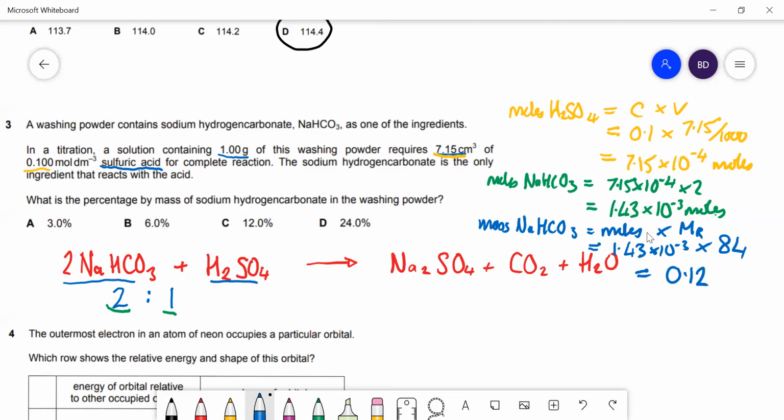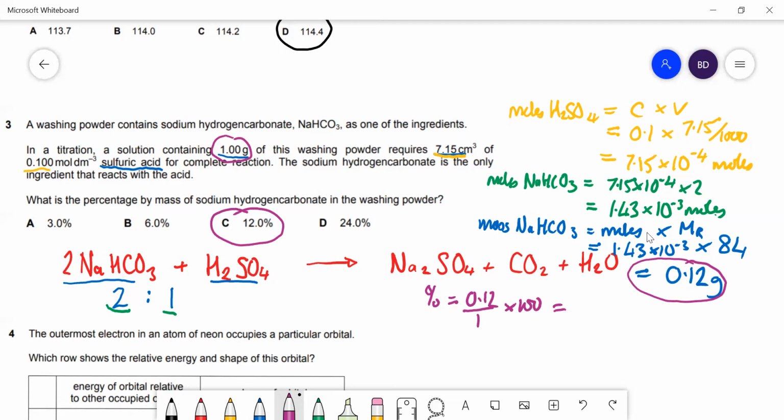So we need to work out the percentage by mass. Well, we've actually got 0.12 grams of sodium hydrogen carbonate in 1 gram of the washing powder. So the percentage is going to be 0.12 over 1 times 100, 12%. So C is our answer there.